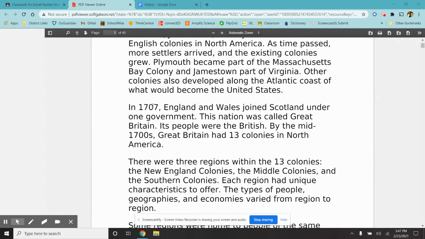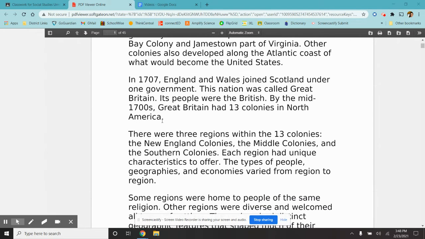established. In 1707, England and Wales joined Scotland under one government. The nation was called Great Britain. Its people were British. By the mid-1700s, Great Britain had 13 colonies in North America. So between 1607, when Jamestown was created or founded, until almost 100 years, right? It took 100 years to form the 13 colonies.